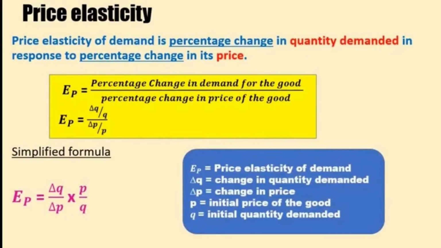The price elasticity of demand is the percentage change in the quantity demanded in response to the percentage change in its price. That means when a person has money and the price changes, the quantity we purchase will be less or more. That is the concept. So price elasticity of demand is equal to change in quantity, that is the amount of quantity we are going to buy. Suppose you want to buy a pen or a book. When the price of the pen is 50 rupees, how much will you buy?